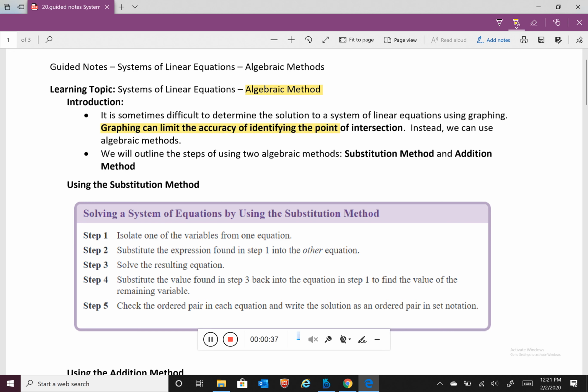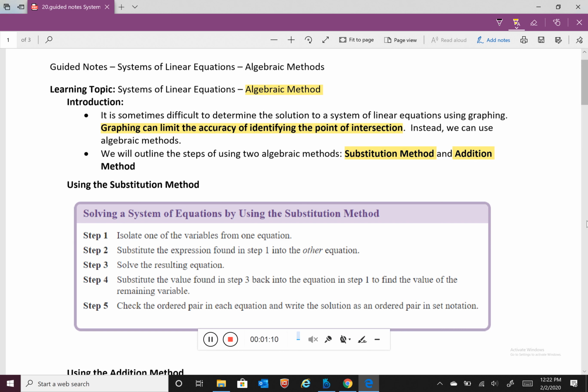But the problem is that graphing can limit the accuracy of actually identifying the point, because maybe the x or y coordinates are integers. They could be fractions, they could be decimals, they could be difficult to actually identify. So instead, we want to turn to methods that are more precise. So this gives us our two algebraic methods that we're going to focus on: the substitution method and then what is called the addition method.